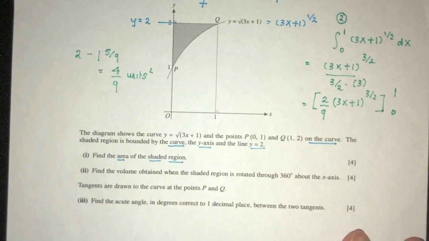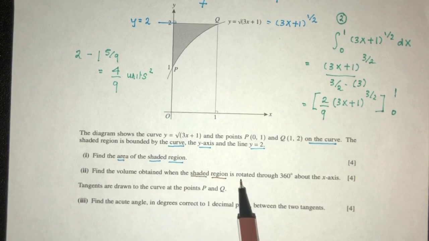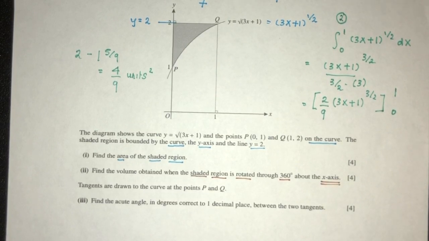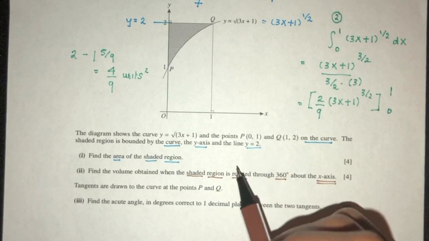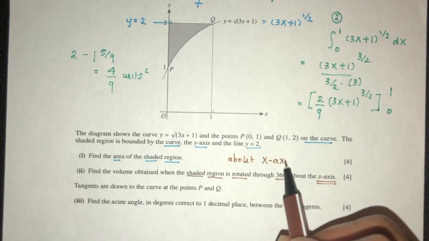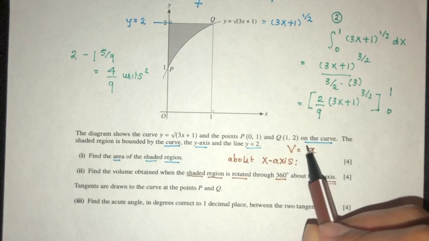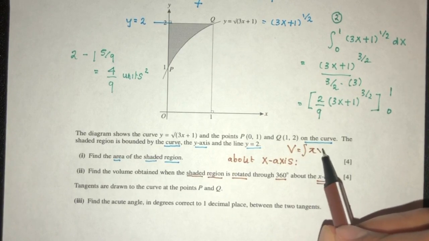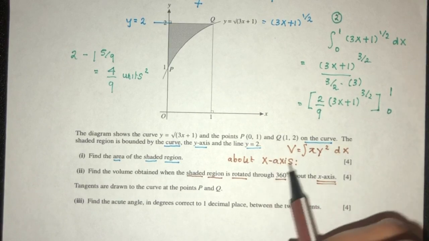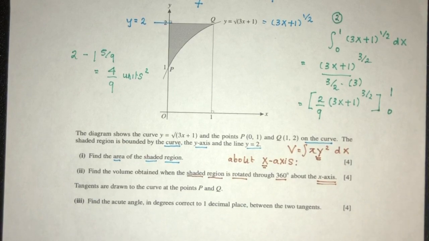Now for question part 2, we have to find the volume obtained when the shaded region is rotated through 360 degrees about the x-axis. Usually when we have a rotation about the x-axis, we have to know which formula we are going to use. So about the x-axis, we know we have to use volume is equal to this, and of course integration, and that has to be y square with respect to dx. When we have about x-axis, we have to make y become square. But again, this is usually what we have to use.